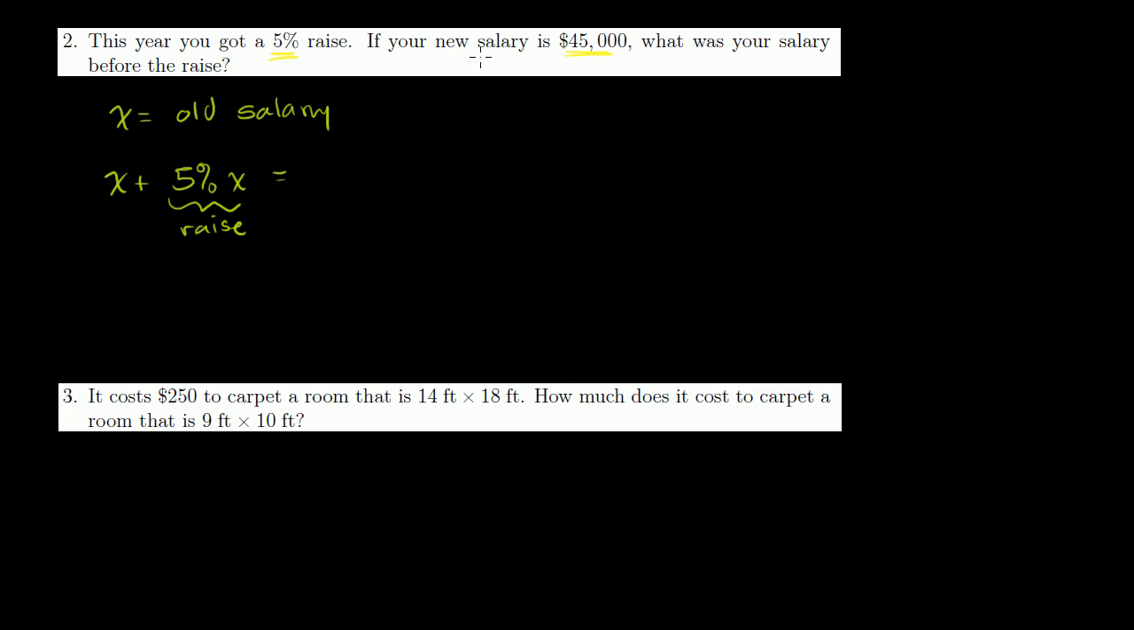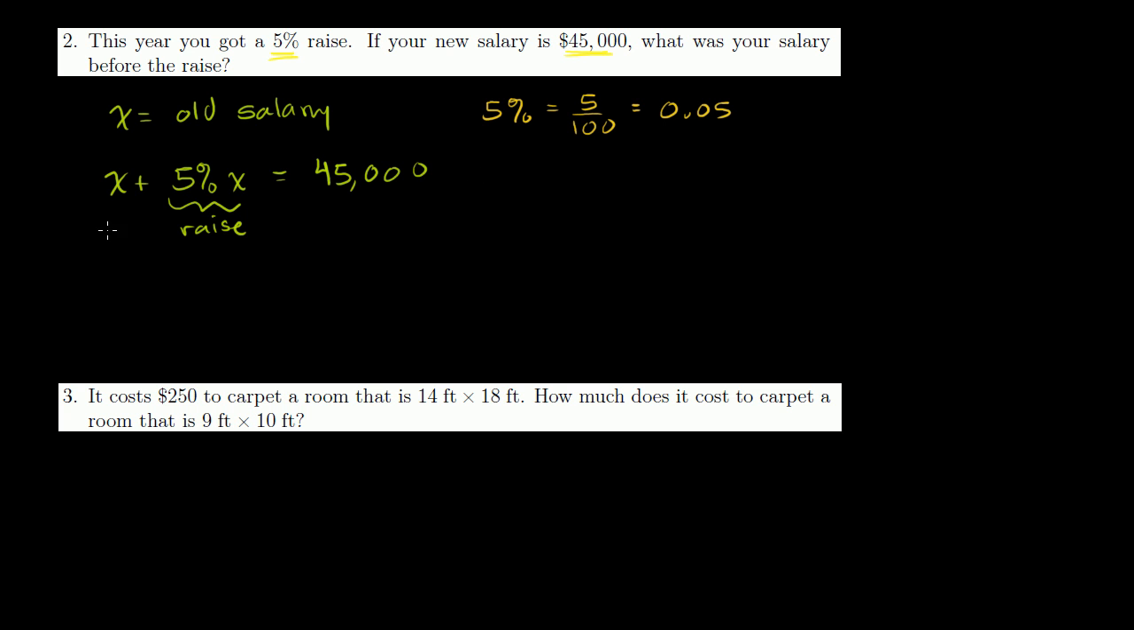Well, my new salary, they tell us what it is. It's $45,000. And let's see if we can algebraically manipulate this a little bit. 5% is the same thing as 0.05. Percent literally means per 100. So this is the same thing as 5 over 100, which is the same thing as 0.05.